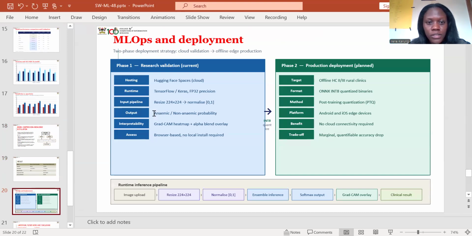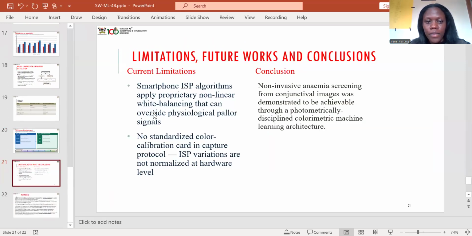The MLOps and deployment. We considered MLOps practices to ensure the model can be maintained, updated, and monitored effectively. The deployment pipeline can include image upload, preprocessing, prediction generation, and result visualization. A web or mobile application could allow healthcare workers to capture conjunctival images and receive instant screening feedback. These are the limitations, the future work, and the conclusion that we get from our project.